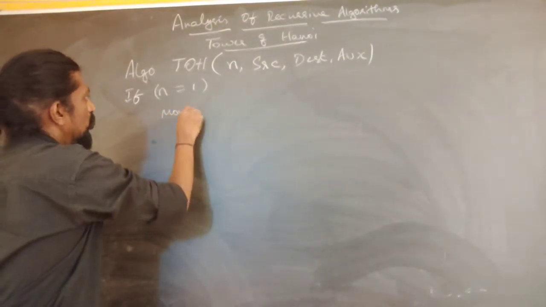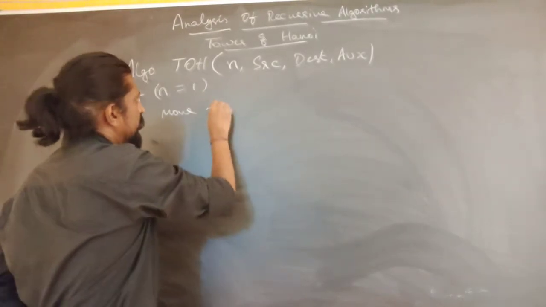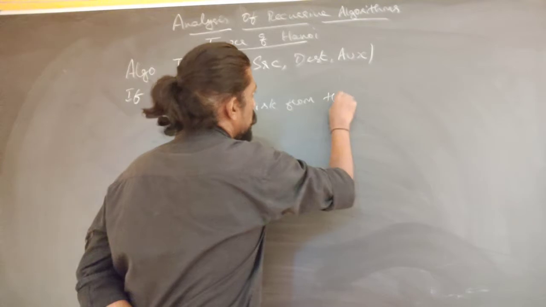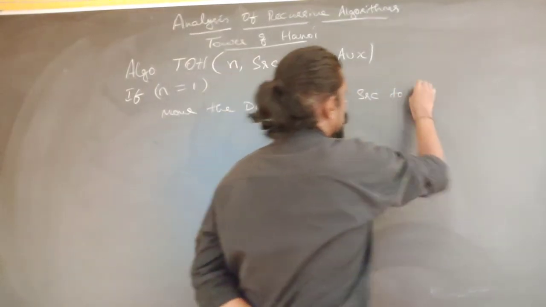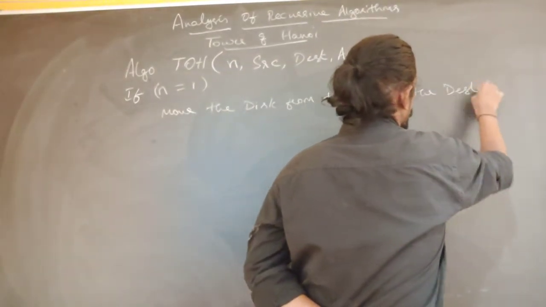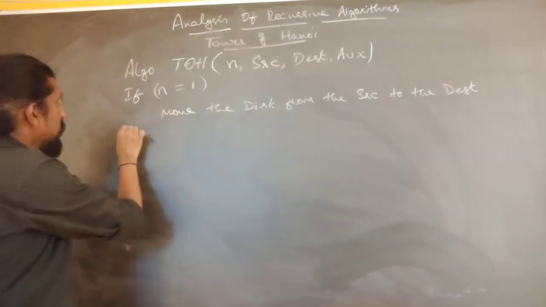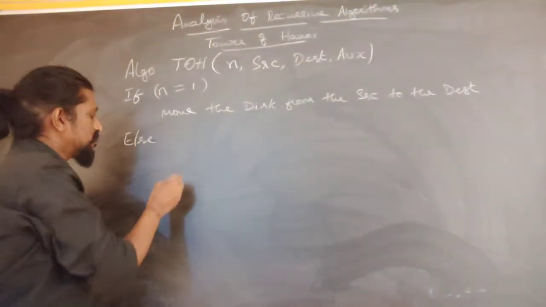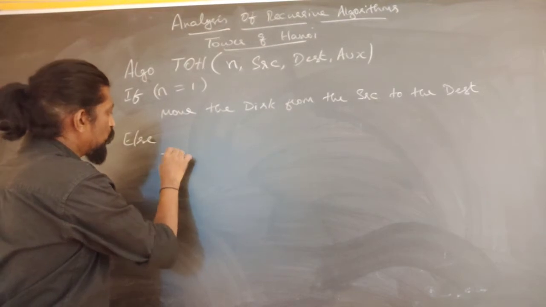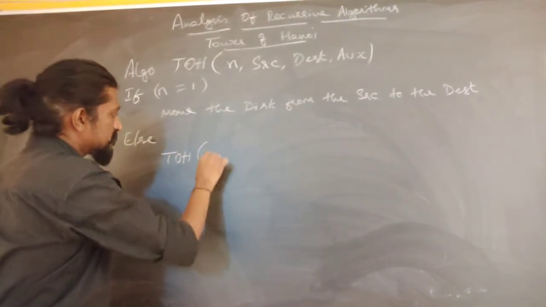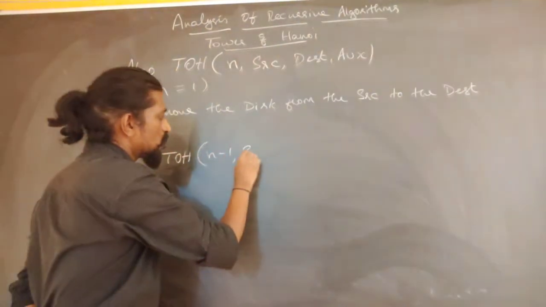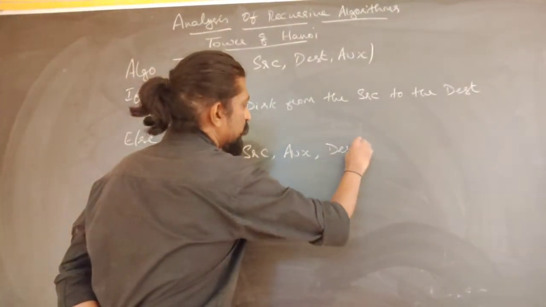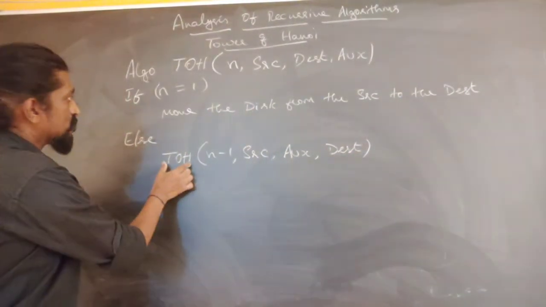Move the disk from the source to the destination. Okay, else if there are more than one disk, what should we do? As I told, first we need to move the n-1 disks from the source to the auxiliary, using the destination for our temporary storage. So that is a recursive call.